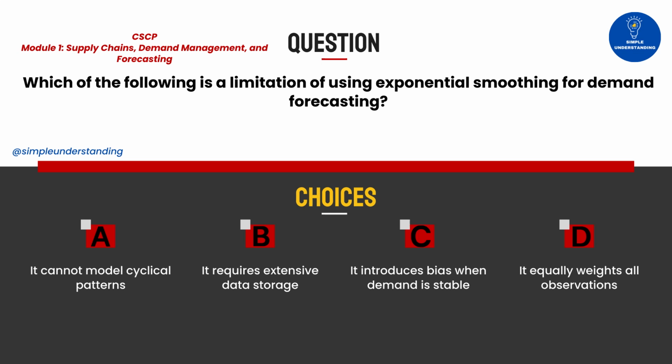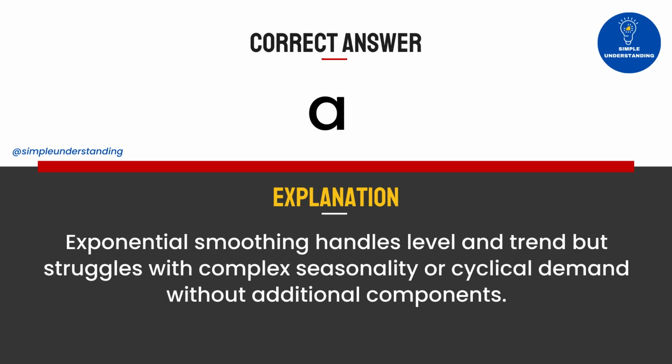10. Which of the following is a limitation of using exponential smoothing for demand forecasting? A. It cannot model cyclical patterns. B. It requires extensive data storage. C. It introduces bias when demand is stable. D. It equally weights all observations. Correct answer, A. Explanation. Exponential smoothing handles trends and level well, but fails with seasonal or cyclical patterns unless extended.